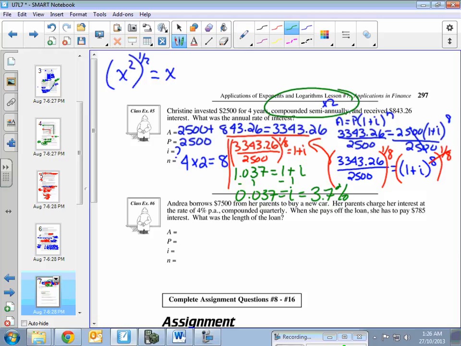You can't just stop the question here. So if it's compounded semi-annually, what was the annual rate of interest? If it's talking about annual rate of interest, that means per year. So this 3.7% is per semi-annual compounding period. So you want to multiply this by 2. So you multiply it by 2, it'll be 7.4%. Okay, so this is a big question. Go over it a couple times if you have to.